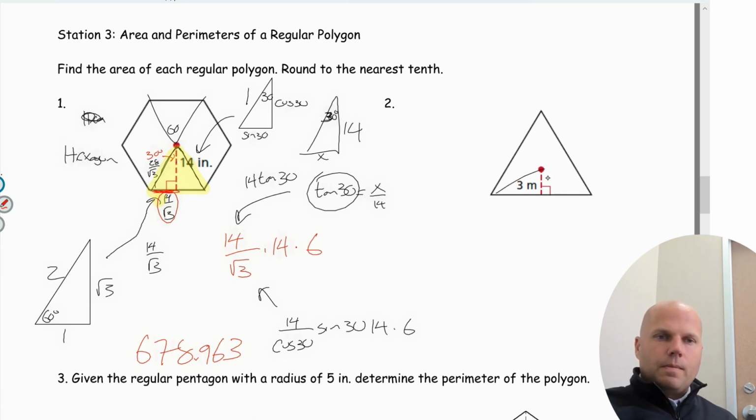Oh, this is fun. I feel like we haven't done that. I'm going to assume this is the center.